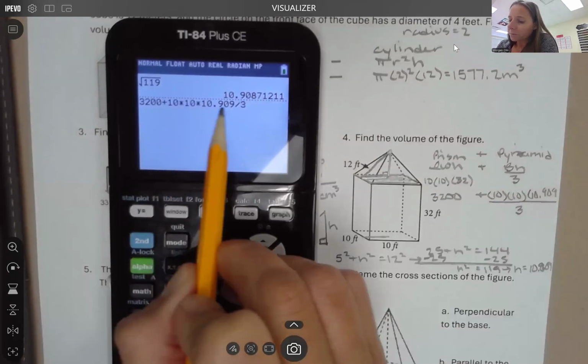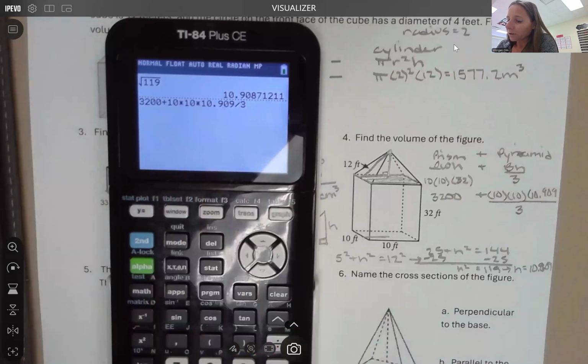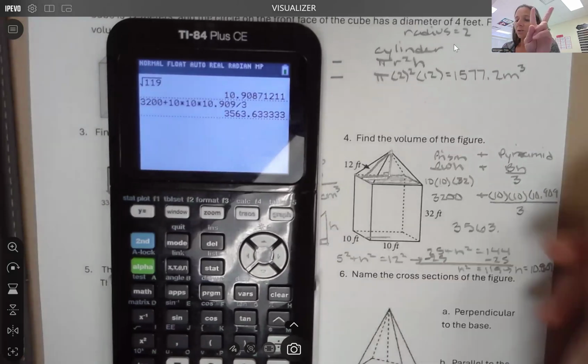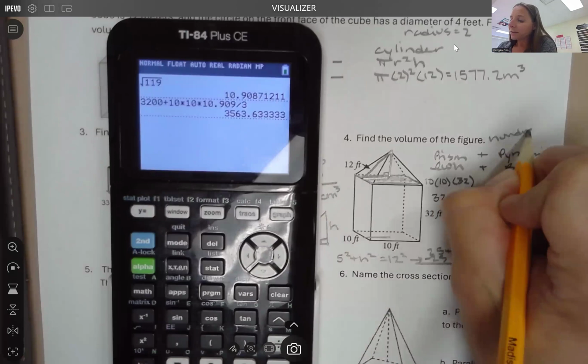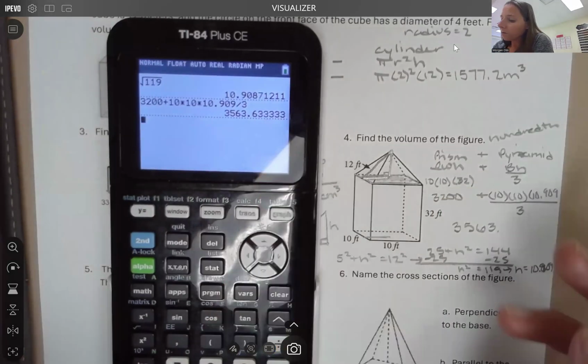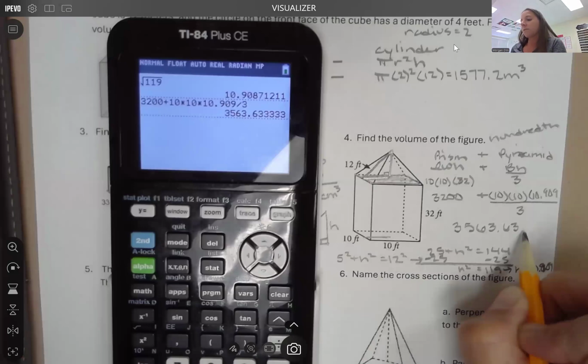So my answer comes out to be 3,563 point, and we'll round it to the nearest hundredth. Hundredth is 2 decimal places. That's 0.63, but there's a 3 behind, so it just stays. We'll say feet cubed since it's volume.